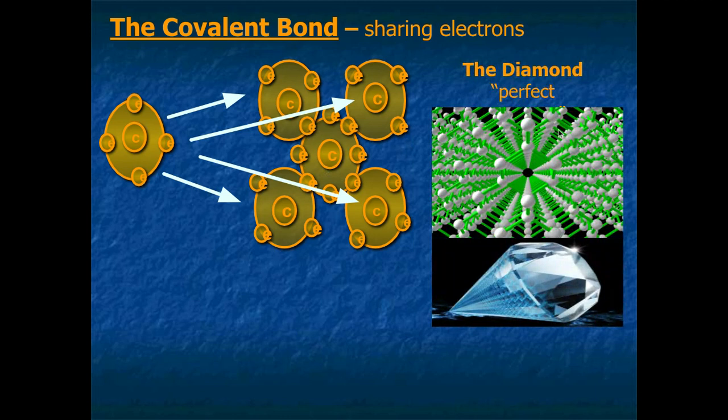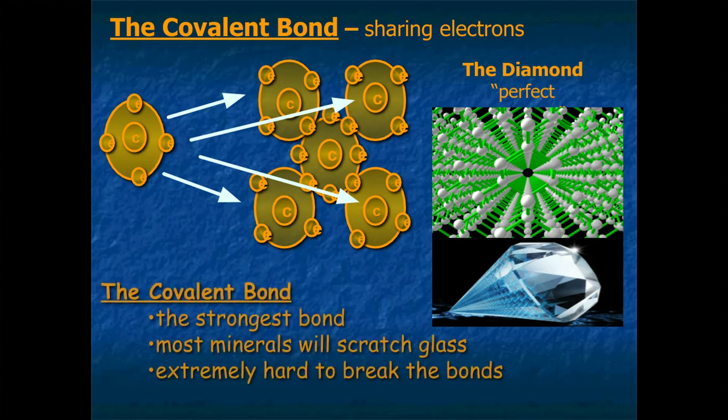And a perfect geometry with carbon atoms creates the diamond. And so here you can see the lattice work and the crystalline structure of a typical diamond. And then below that would be, of course, a cut diamond. So typically, a covalent bond represents the strongest type of bond. In this case, most minerals will scratch glass. One of the tests that we do to detect if a mineral is covalently bonded is we actually scratch glass. So these covalent bonds are extremely hard to break.